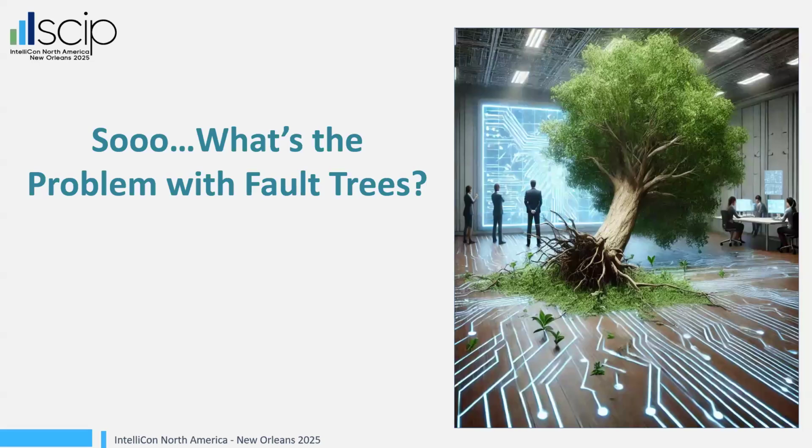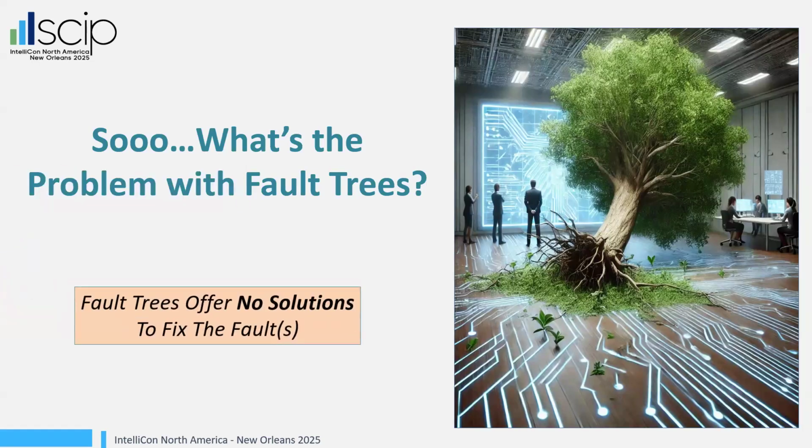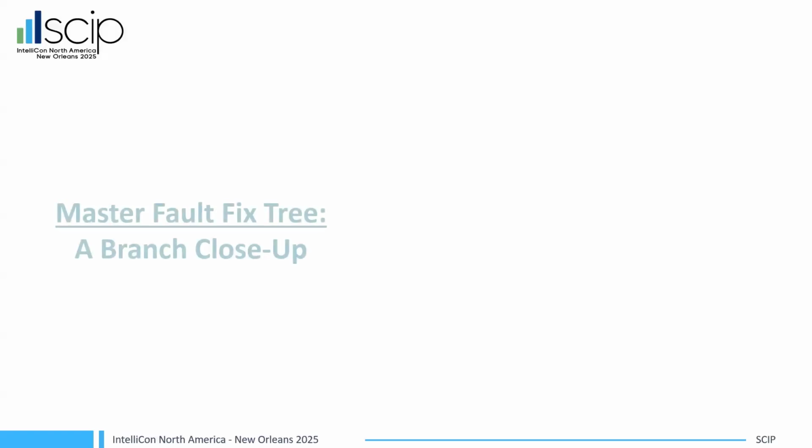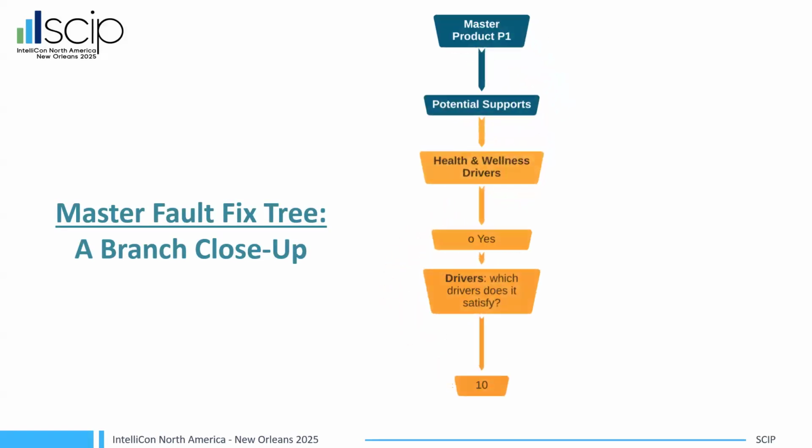So what's the problem with the original fault trees? Well, the problem is they have no solution to fix the fault. They can pull out the fault, but they can't actually fix it. They just tell you, yep, you've got a problem, good luck. Then all the groups separate, and you have to go back and figure out what the problem is. What it does is stop communication. So what we did was we created fault fix trees instead.